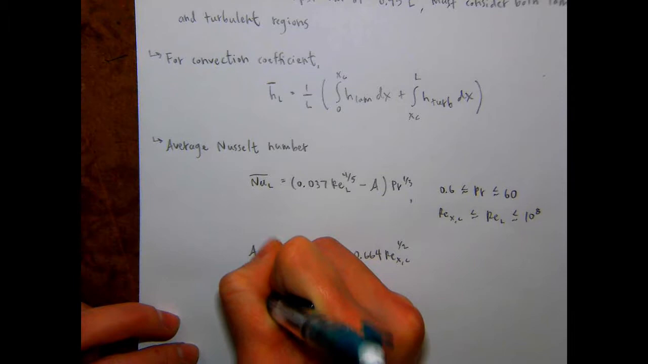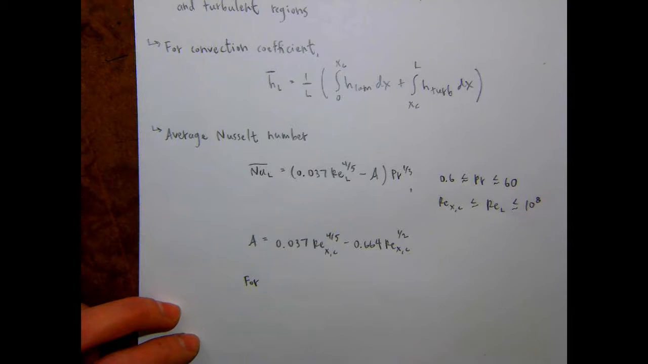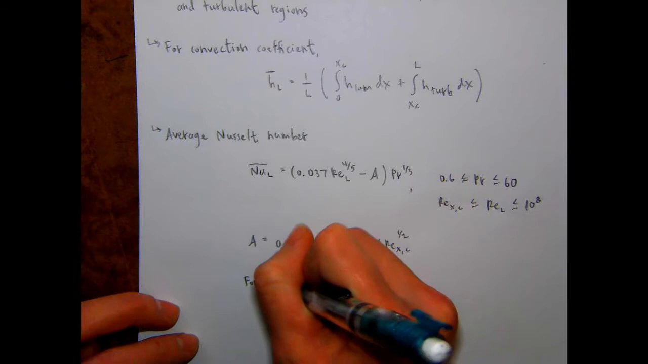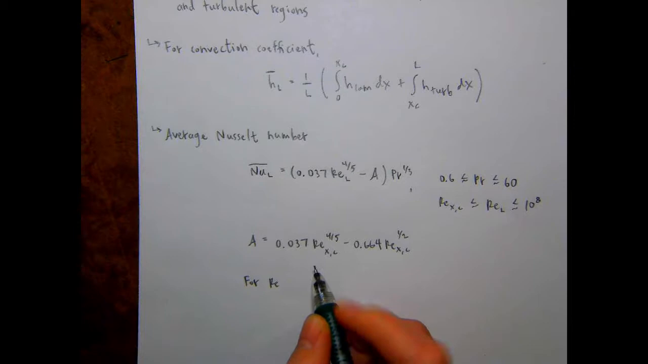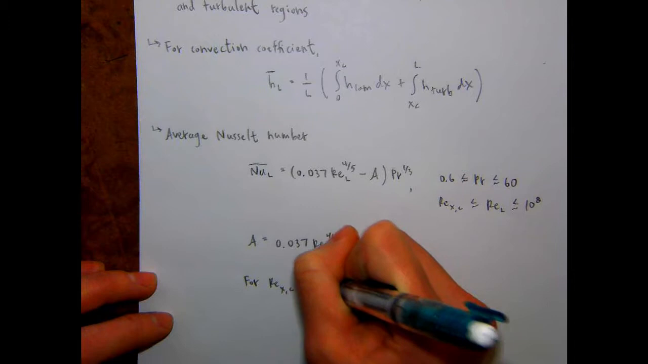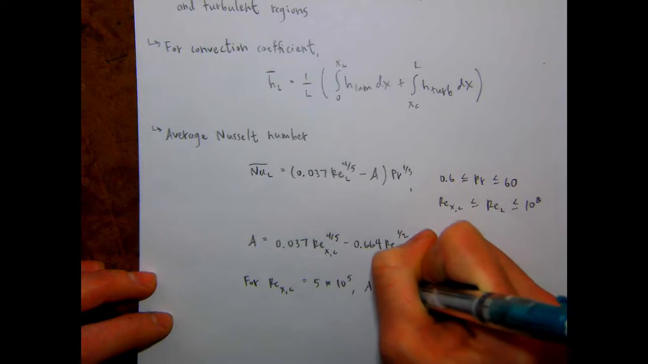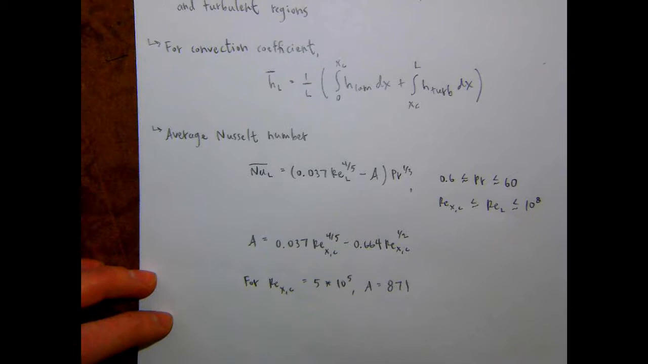For flow over a flat plate, we have said that the critical Reynolds number, so where transition to turbulence occurs, is 5 times 10 to the 5th. So we can just calculate this A for all flat plate geometries. So for a critical Reynolds number of 5 times 10 to the 5th, A equals 871. So this just becomes 871 right here.